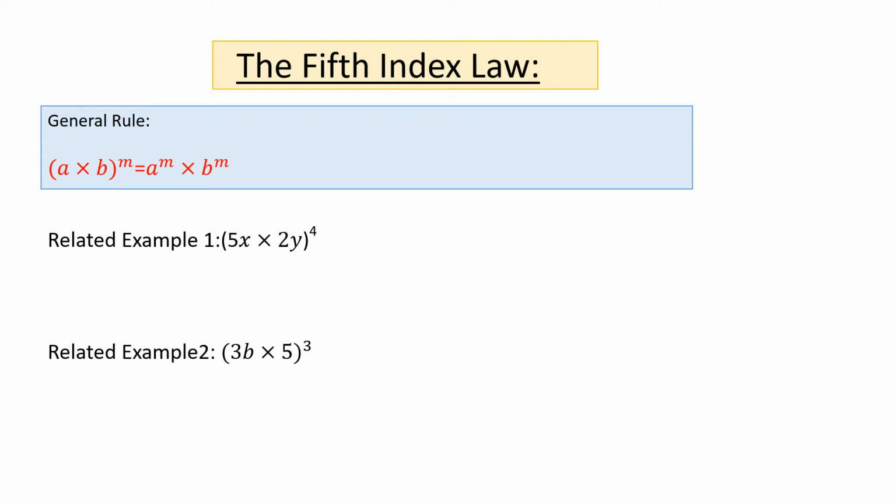equals a raised to the power m times b raised to the power m. It means if we have two terms or two numbers multiplying in the bracket and it is raised to the power m or any number, then we will multiply.